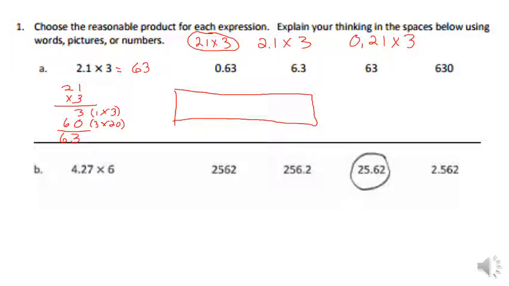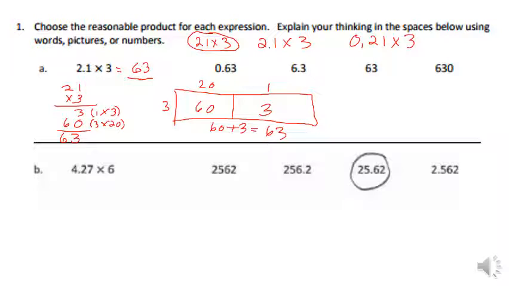Now, if I was to use the area model, since it has 2 place values, I would separate it. And I know I have 20 and 1 and 3. 3 times 20 gives me 60. 3 times 1 gives me 3. 60 plus 3 equals 63. Same answer, both strategies. So, now we know that the answer is going to have 63 in it. Now we're going to use our reasonableness to determine where we're going to put our decimal point.